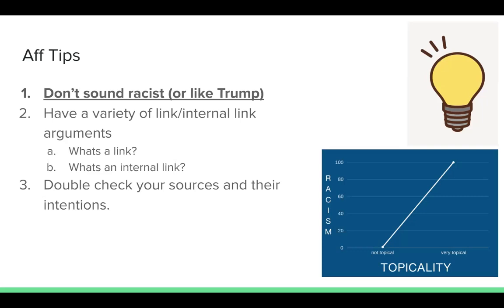So what I mean by having a variety of link and internal link arguments on this topic is you probably don't want all of your arguments to hinge on one thing.